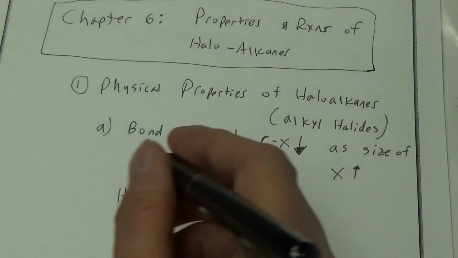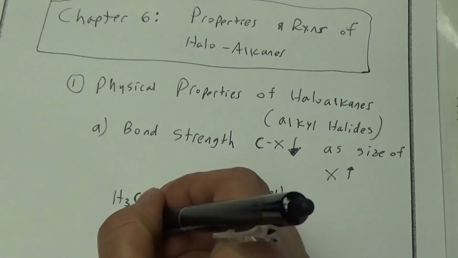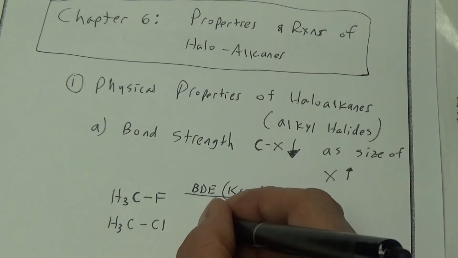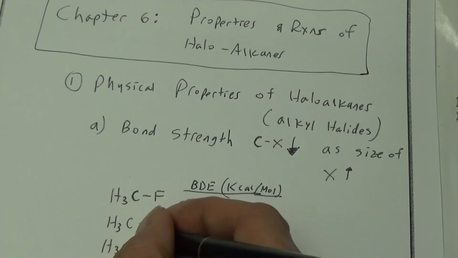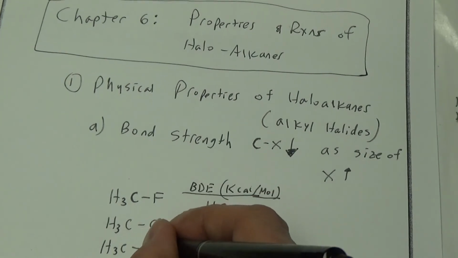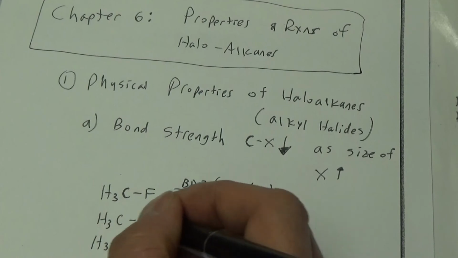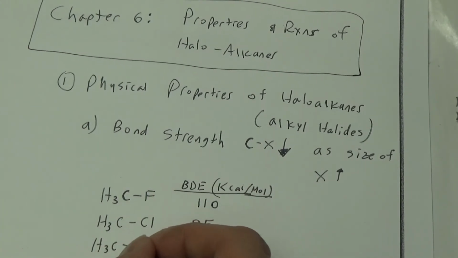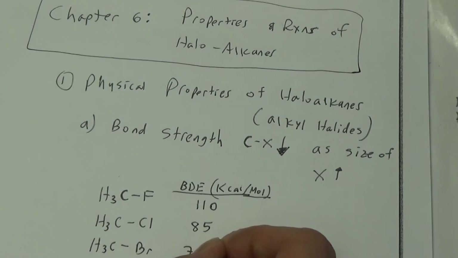And as you go lower, to chlorine, the bond gets weaker. It's 85. And as you go lower on the periodic table, the bond gets weaker, 70. And as you go lower than that, what's lower than bromine on the periodic table? Iodine, and that's 57, so that's even weaker.